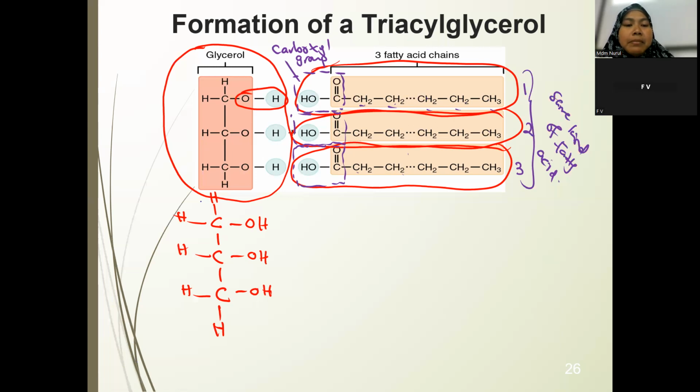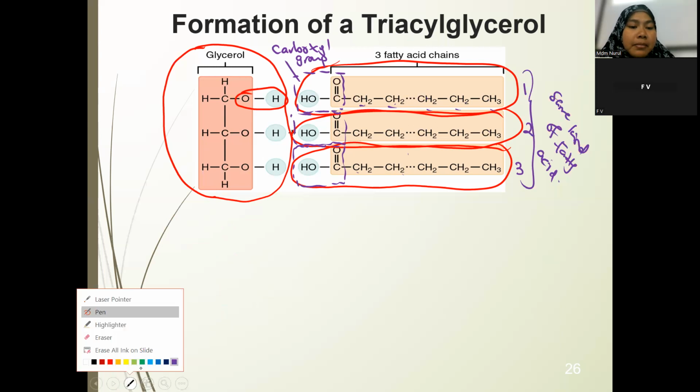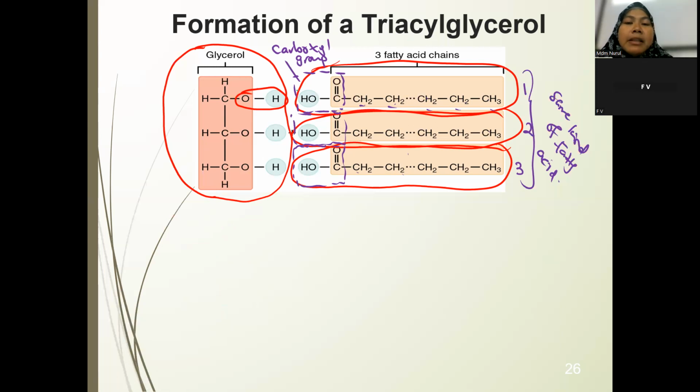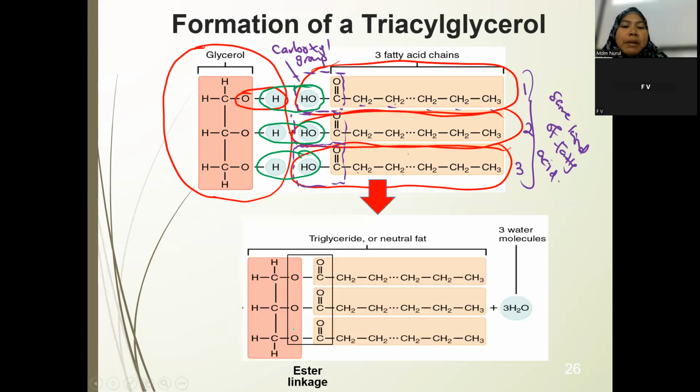Okay, next, madam nak tunjuk where is the ester linkage. Okay, where is the ester linkage? Proses sama. Kita nak buat ikatan, nak gabungkan sesuatu, kita kena buang air. Okay, so kita nak buang air yang mana ni? Nampak ni? OH from carboxyl group, H daripada glycerol. Buang ni, buang ni, buang ni. Berapa molekul air kita buang? 3 molekul air. So you can see down here. Nampak tak? This is where you have the ester linkage as you remove 3 molecules of water.